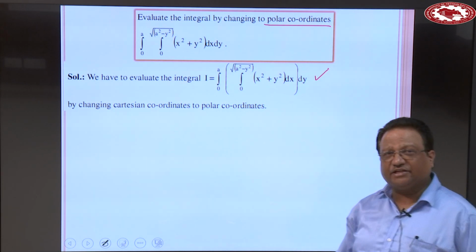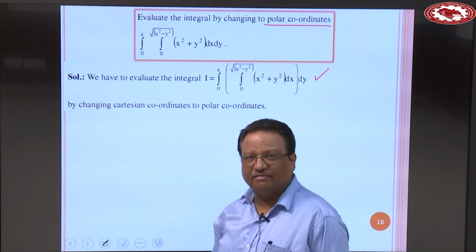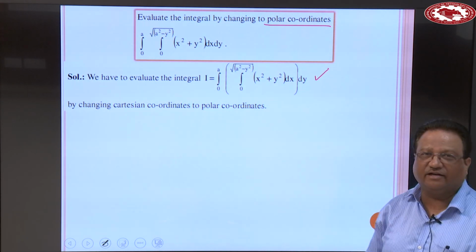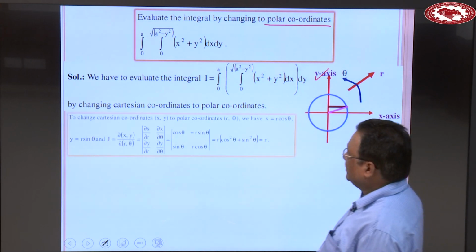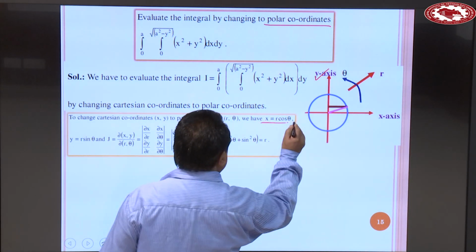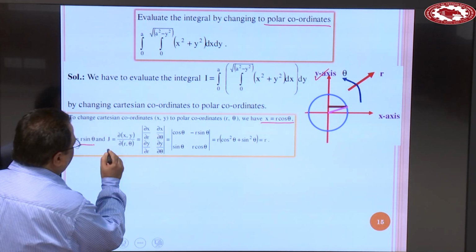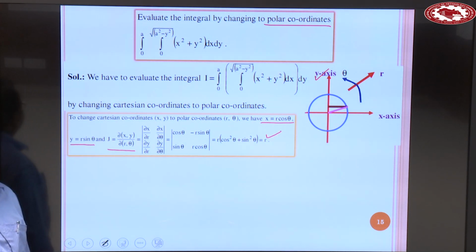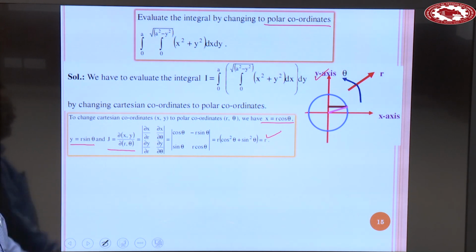When you change this problem to the polar coordinate system, we know x is equal to r cos theta and y is equal to r sin theta. So put x equals r cos theta and y equals r sin theta and find the value of the Jacobian, and you know the value of the Jacobian in this case is r. Substitute all these values.